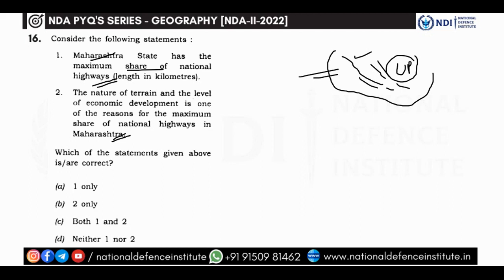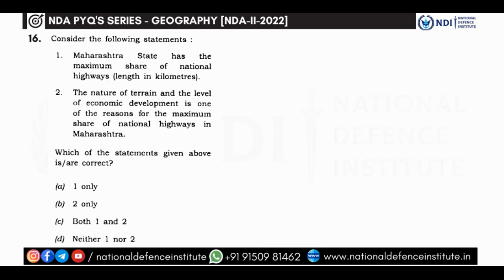Maharashtra, of course, is also somewhat a Deccan Plateau region, but the statement here is telling about maximum share, and the terrain and level of economic development. Here, another clue they have given is nature of terrain. So instead of Maharashtra, we can go for UP, which is the major state having much of the plain. So the answer for this is both statements are wrong. When both are wrong, the answer is your D. Option D is the actual answer for the 16th one.